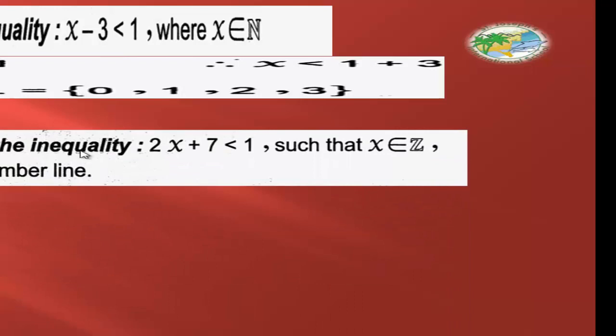Find the solution set of inequality 2x plus 7 less than 1 such that x belongs to z. Then represent it on the number line. For this inequality, the same steps for solving the equation. Take the plus, the first step, go to another side with different sign. After we finish, we divide by 2 to find the value of x.